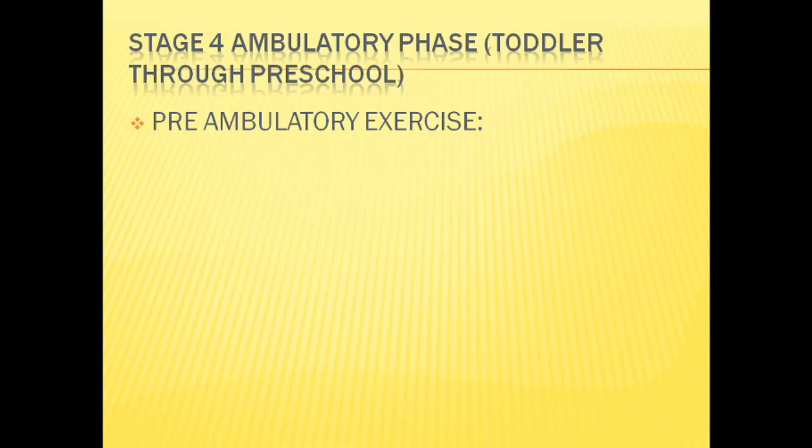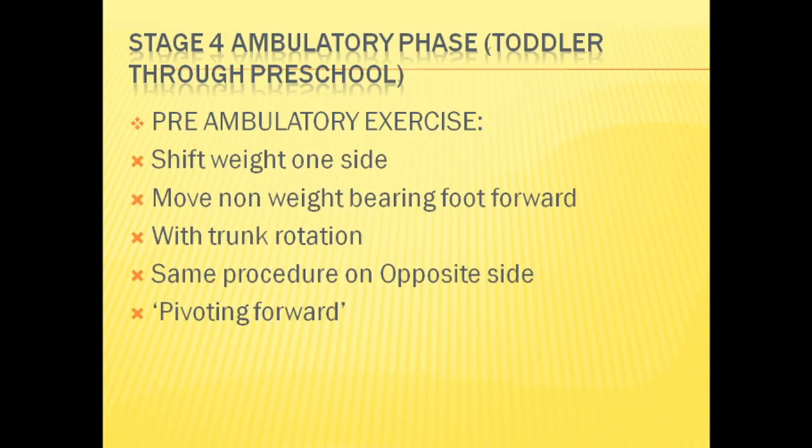Pre-ambulatory exercise. In standing position, encourage the child to shift weight to one side. So the other leg will be non-weight bearing, right? When the child is mastering this activity, you can add the next step. After the weight shift, move the non-weight bearing foot forward with trunk rotation. Okay. So this activity is called pivoting forward. You can do the same procedure on the opposite side. So this activity will prepare the child for ambulation.